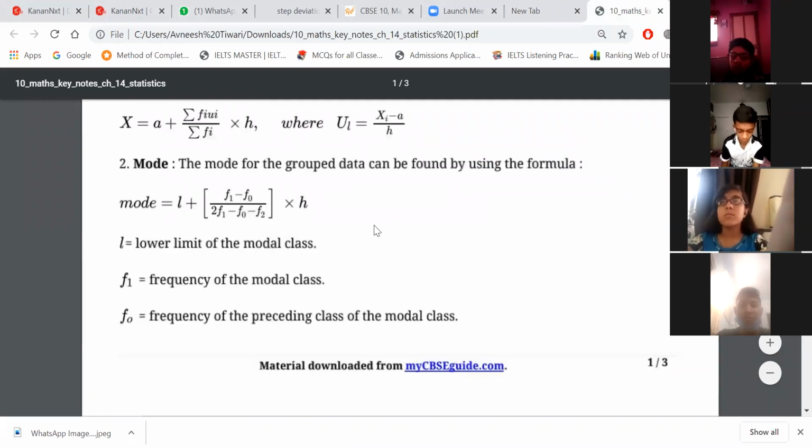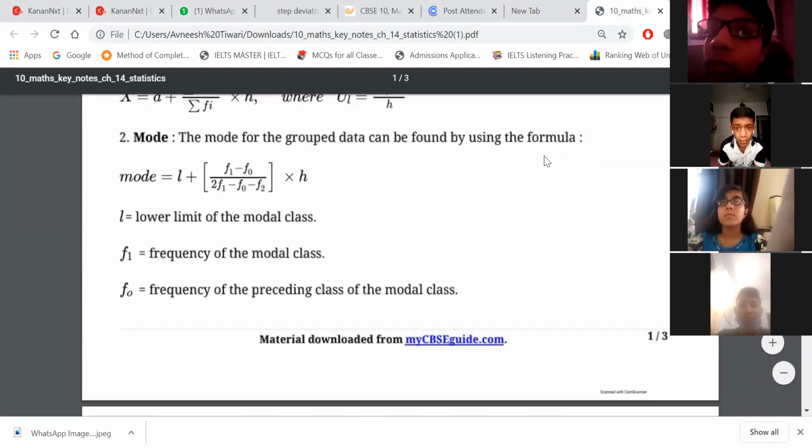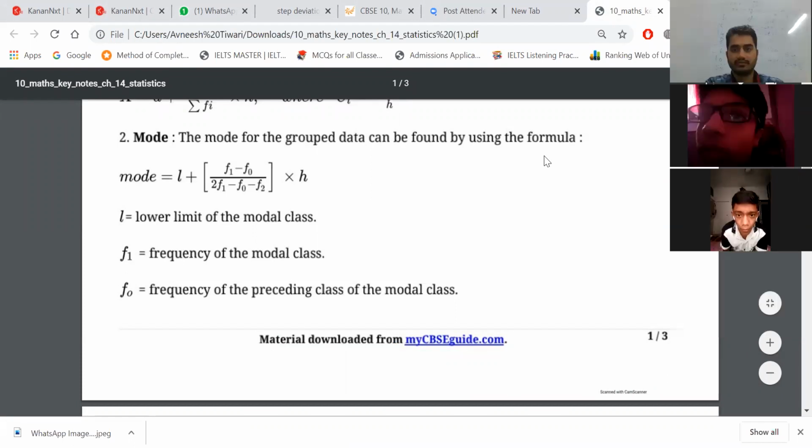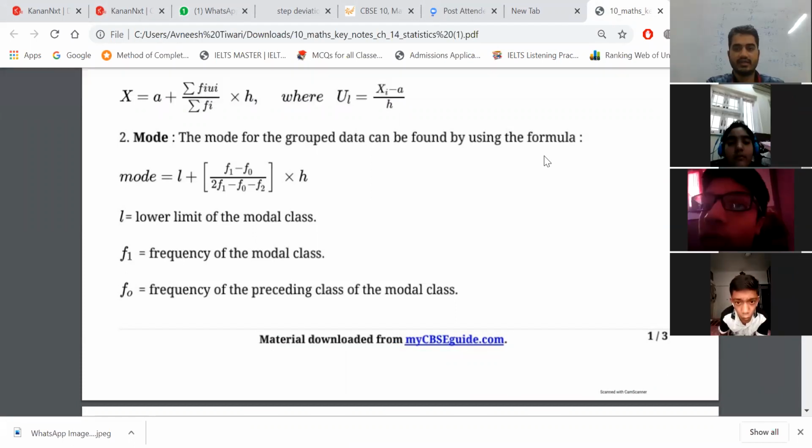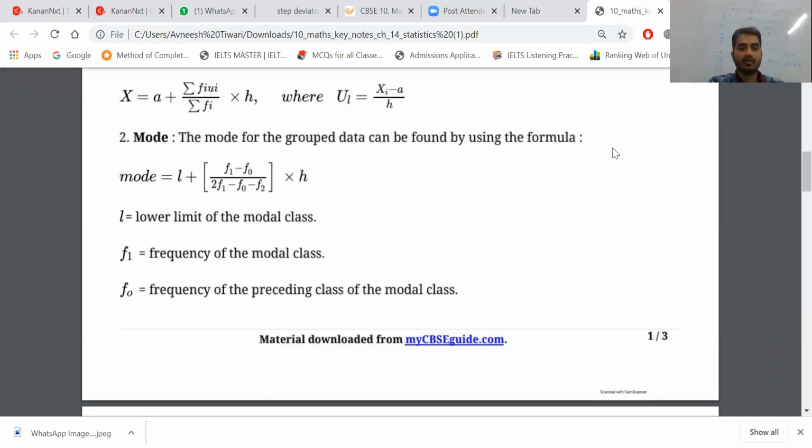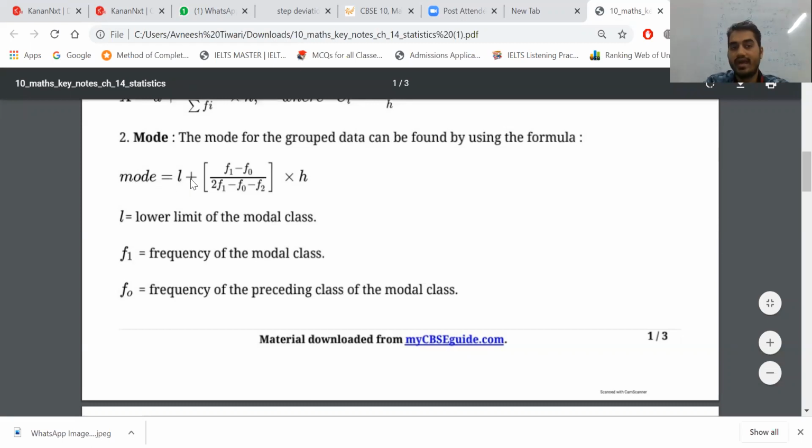On screen, as you can see, that is the formula. The mode of grouped data can be found using the formula: mode is equal to L plus (f1 minus f0) upon (2 f1 minus f0 minus f2) into h. As we have already used the h, we are aware of the h.